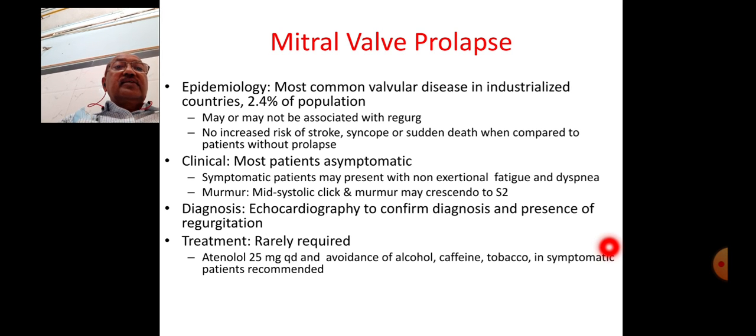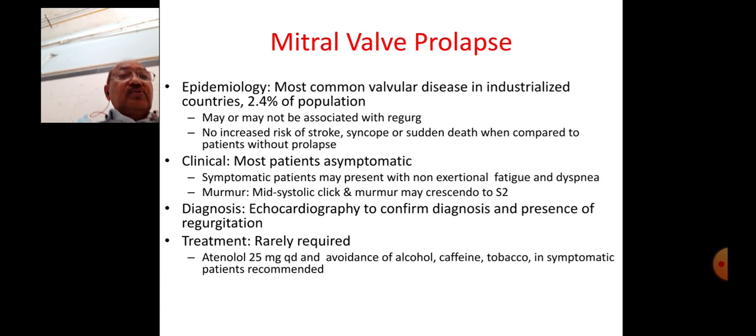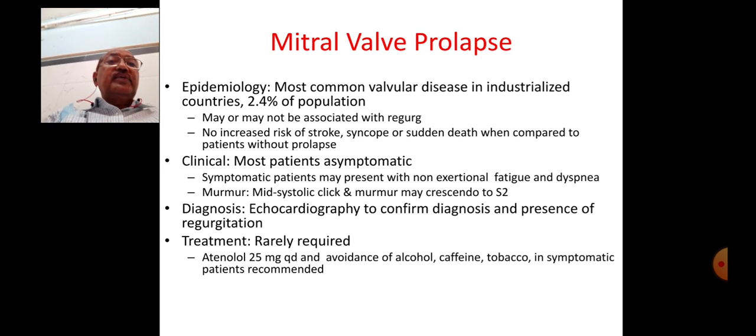Clinically, most patients are asymptomatic. Symptomatic patients may present with non-exertional fatigue and dyspnea. Clinical examination might reveal a mid-systolic click and murmur, which may increase to S2. Diagnosis is established by echocardiography. Treatment is rarely required; if your patient is symptomatic with atypical chest pain, beta blockers can be utilized, and of course, avoidance of alcohol, caffeine, and tobacco might help these patients.